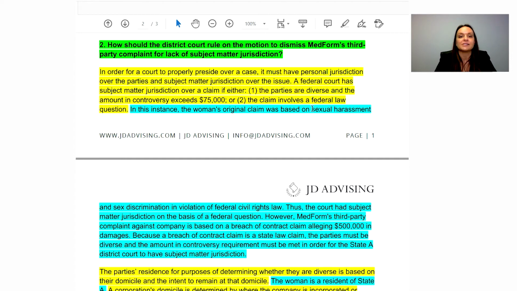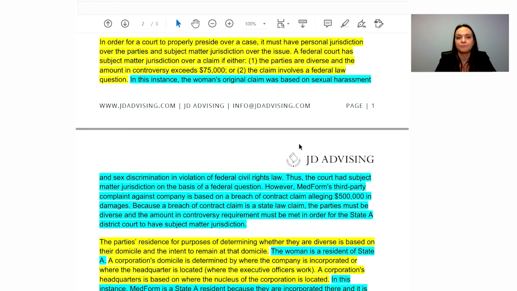So getting to the student answer, starting with the yellow, the student leads with their rule, which is great. The student kind of starts broad and gets narrow. They tell us that a federal court has subject matter jurisdiction over a claim if, one, the parties are diverse and the amount in controversy exceeds $75,000, or two, the claim involves a federal law question.